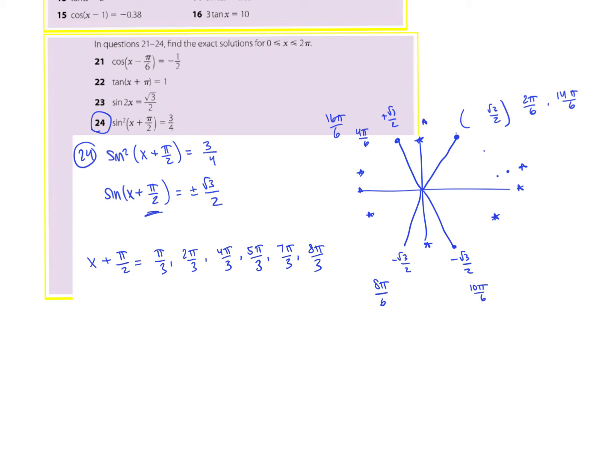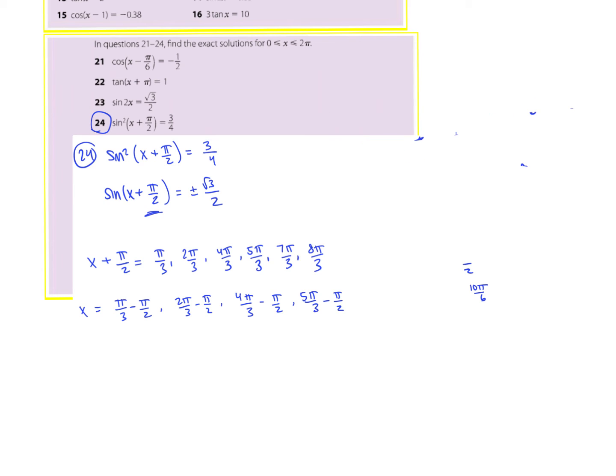So now what I'm going to do is subtract pi halves. We need a common denominator. So pi thirds minus pi halves, 2 pi thirds minus pi halves, 4 pi thirds minus pi halves, 5 pi thirds minus pi halves. Let me erase some areas over here. We should have not reduced our fractions, but oh well. And then 7 pi thirds minus pi halves, 8 pi thirds minus pi halves.